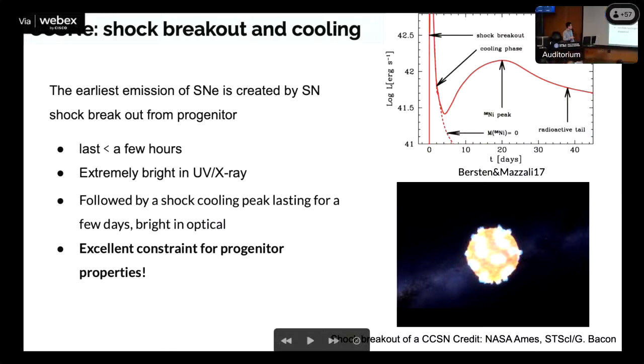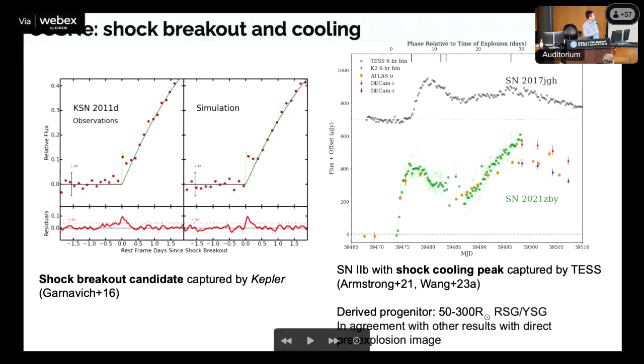And that lasts for around a few minutes to a few hours. Following that, the photosphere starts to expand, and the shock-heated envelope of the progenitor star will start to cool down, and that brings a second phase called the shock cooling phase. And then you start to see the main peak powered by the radioactive decays. And luckily, we likely see both phases in the Kepler and TESS missions.